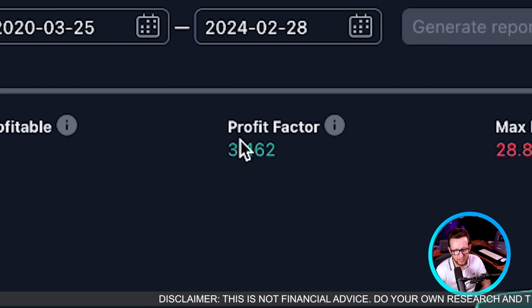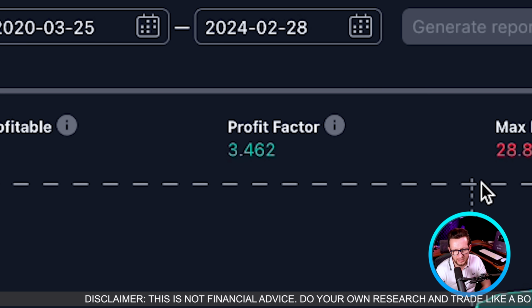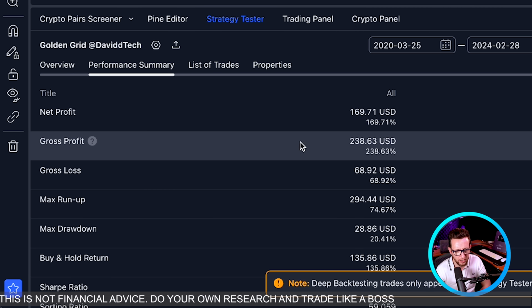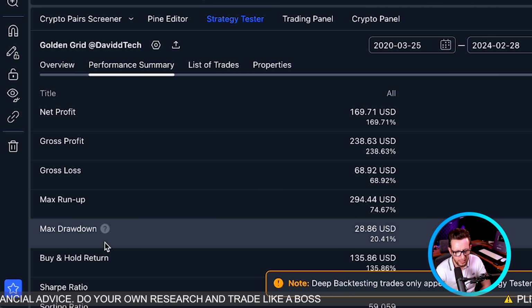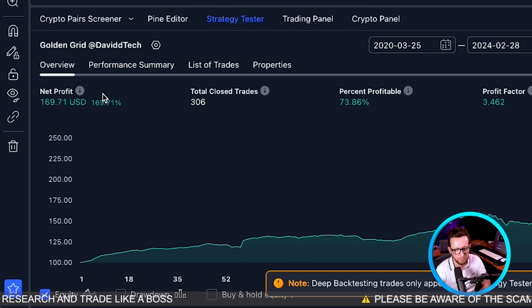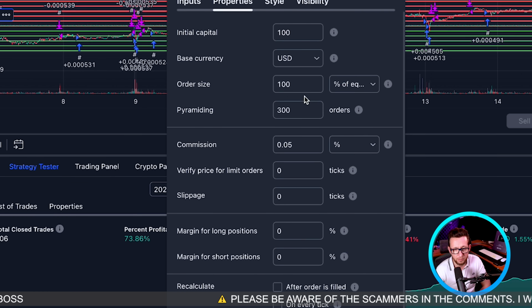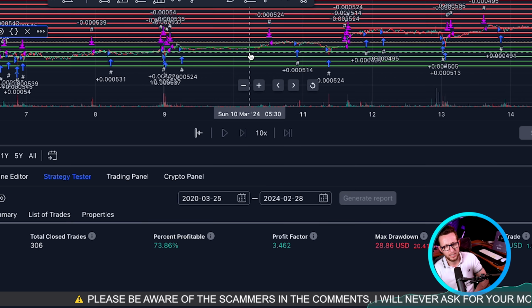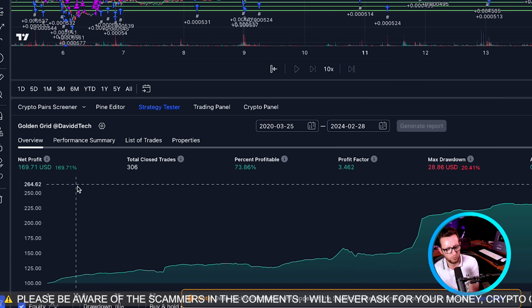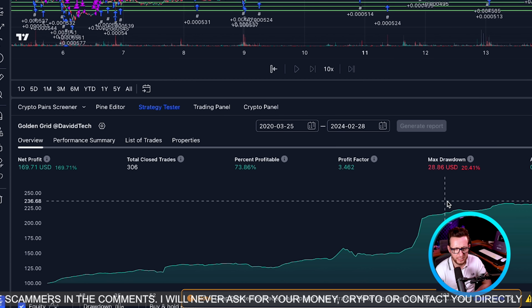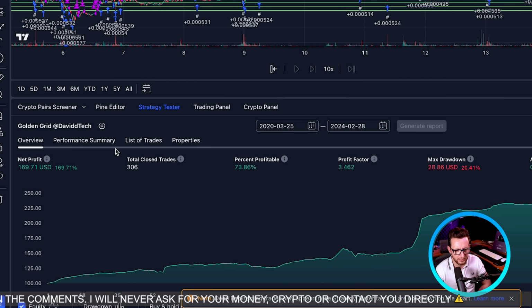The profit factor on this is 3.46%. The max drawdown is 20%. If I go over to our net profit and things like that, you'll be able to see the buy and hold would have been 135%. So we actually did just beat the buy and hold, which is absolutely brilliant. If I go over here, we aren't even using compounding. We're just using 100 USDT for each of the entries here. That is why there is such a difference to what we would normally expect from our trading strategies. So each entry is equivalent to 100 USDT.